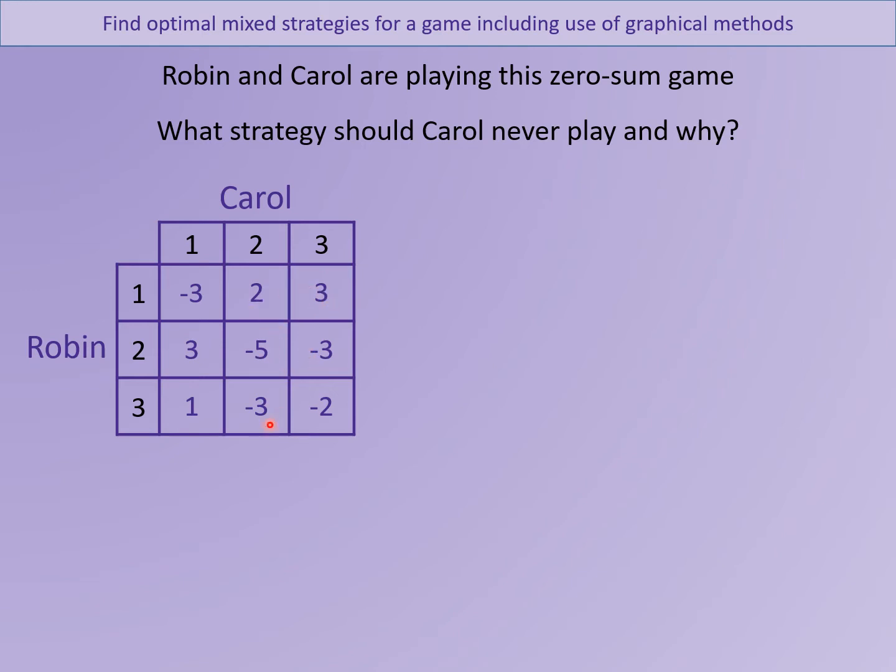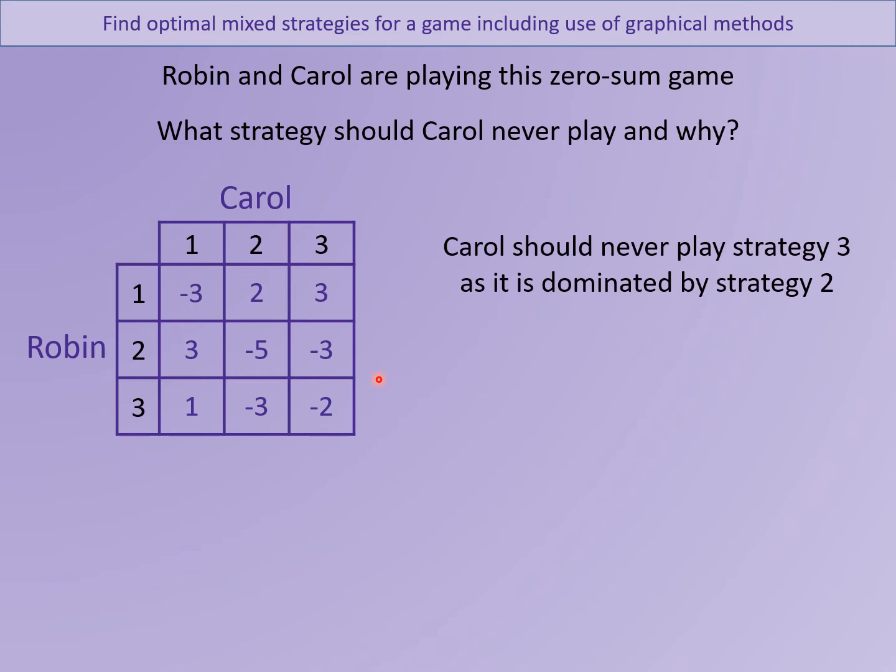And so what about the last one? Well, if Robin decides to play their strategy 3 and Carol played this one, she would win 3, whereas on that one she would win 2. Winning 3 is better than winning 2. It doesn't matter which strategy Robin picked, strategy 2 was always better than strategy 3 for Carol. So this is what we call dominant. Never play strategy 3 because strategy 2 is dominant over it.